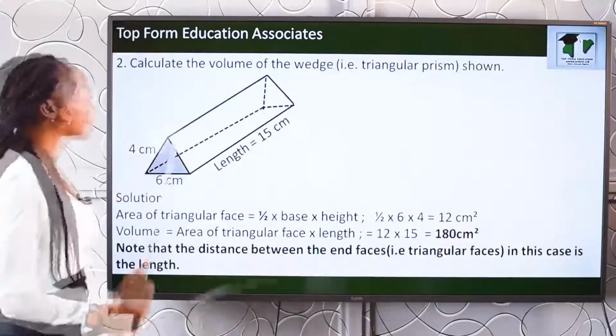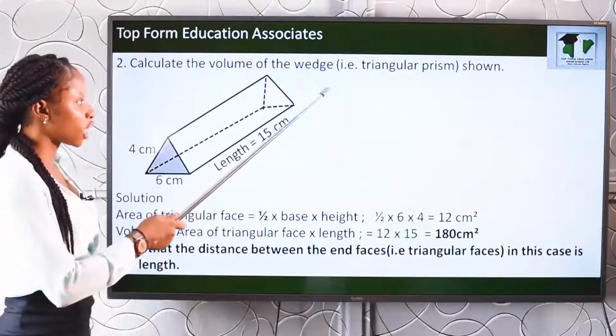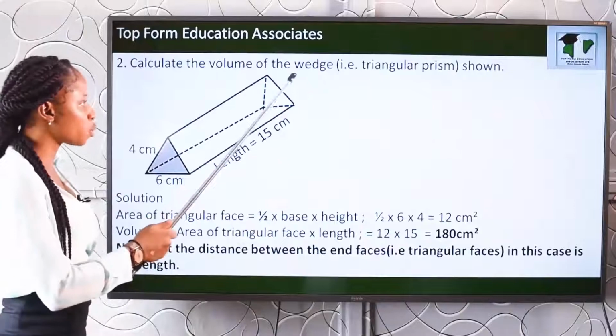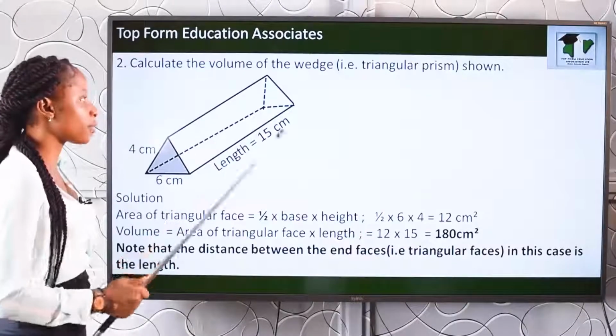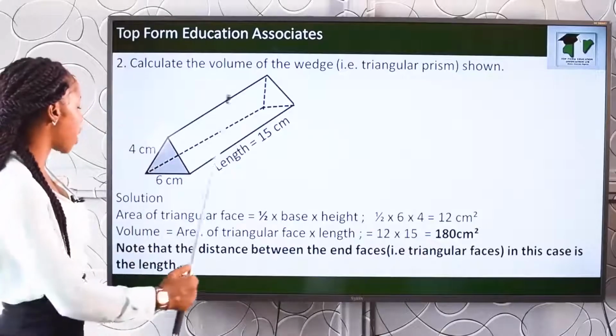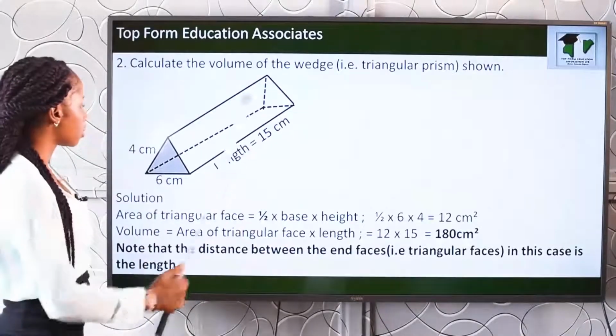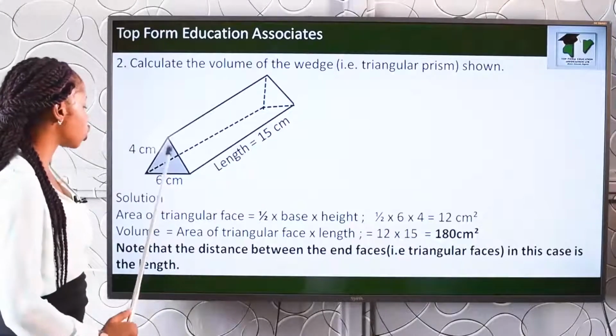I hope you understand. Now, number two, calculate the volume of the wedge that is shown in this diagram. A wedge is also a triangular prism. Look at it very well. You can see the triangular faces here. This is the base. This is the triangular face.